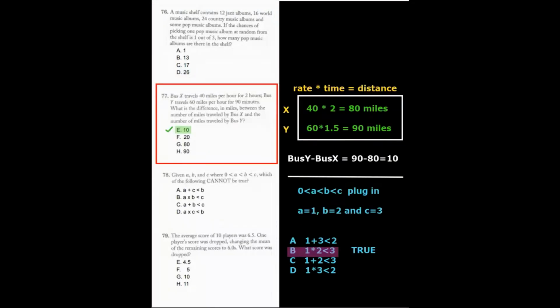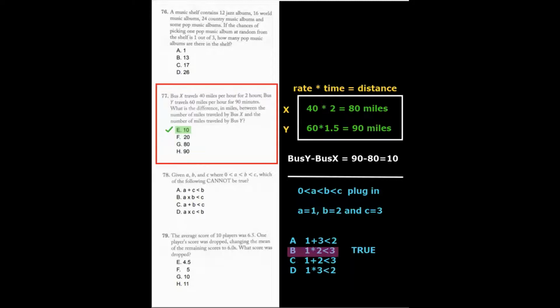Question 77. It reads, bus X travels 40 miles per hour for 2 hours. Bus Y travels 60 miles per hour for 90 minutes. What's the difference in miles between the number of miles traveled by bus X and the number of miles traveled by bus Y? Well, we can use the formula rate times time equals distance. The first bus, X, was at 40 miles per hour for 2 hours, so it must have traveled 80 miles down the road. Bus Y was traveling at 60 miles per hour for 90 minutes, which is 1.5 hours, which is coded as 1.5. So then 60 times 1.5 is 90 miles total.